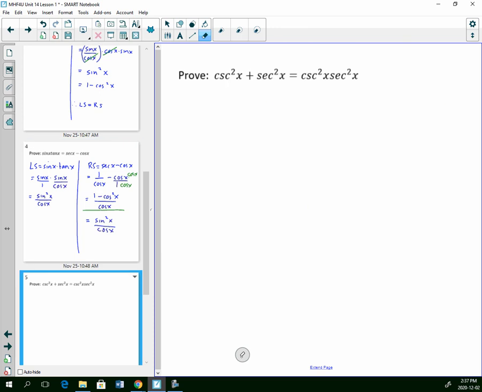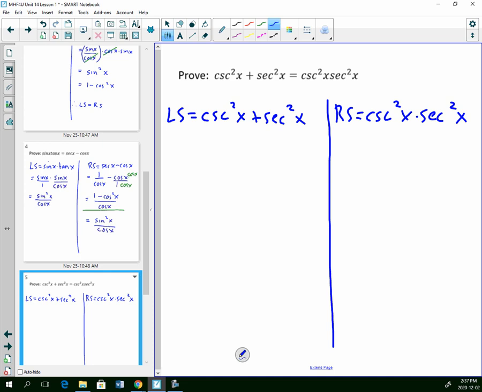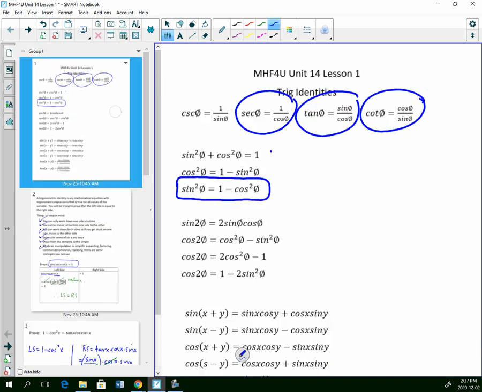All right, let's look at this one. So the left side is cosecant squared x plus secant squared x, and the right side, okay, so just going back, because these are squares, right? Just keep in mind that if cosecant equals 1 over sine, then cosecant squared equals 1 over sine squared, right? And the same for secant and tan and cotangent. If cosecant, secant, and tan are squared, then so is the rest of it. Okay, so just keep that in mind.